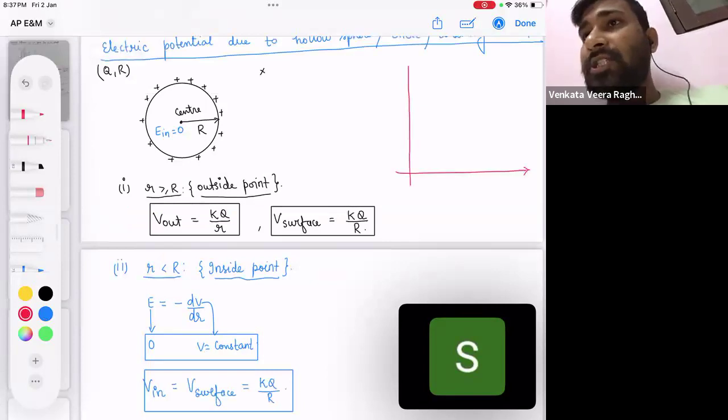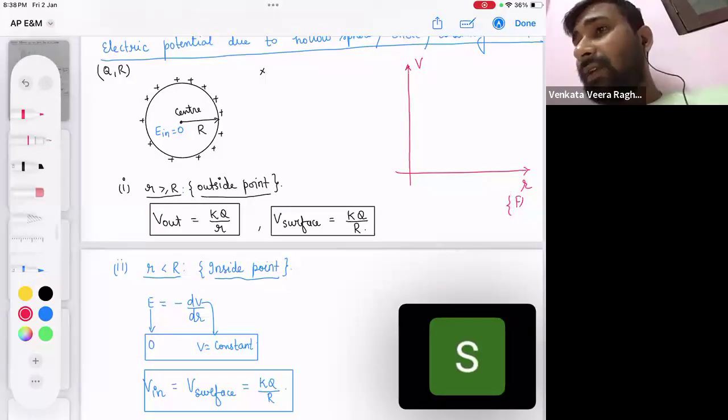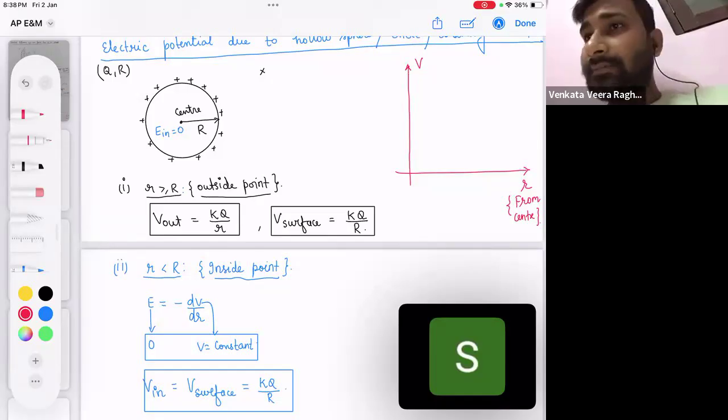Now if I want to plot a graph of potential versus distance, the distance I am always going to measure from where? Whenever a sphere comes, we always measure the distance from the center. Tell me what kind of graph will come. Can I say the graph will be constant? Till what point will it be constant? Till small r becomes equal to capital R, always constant and equal to kQ by capital R.